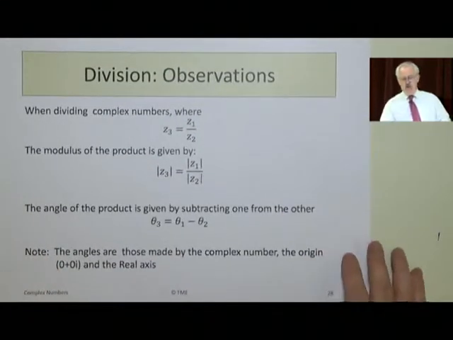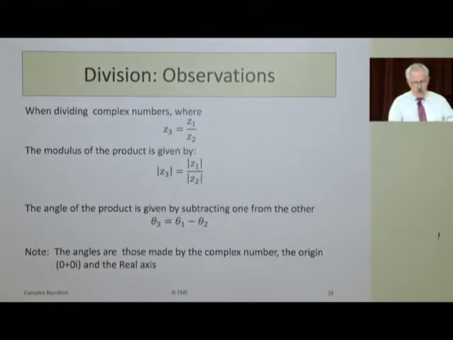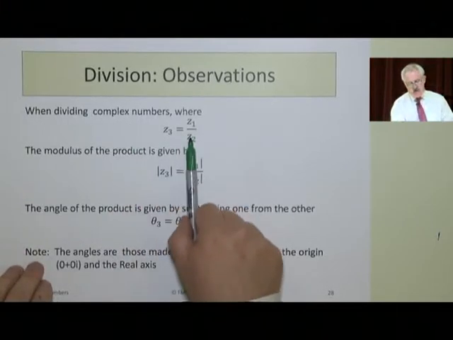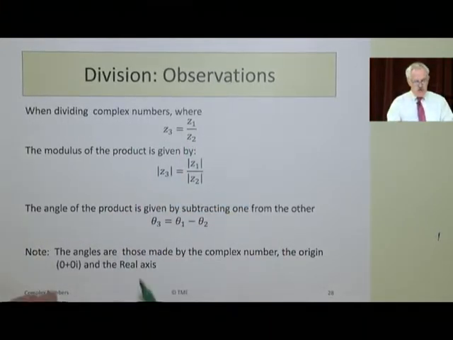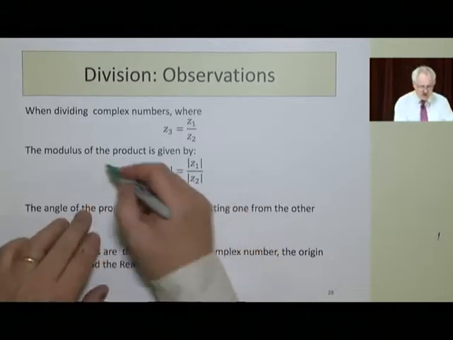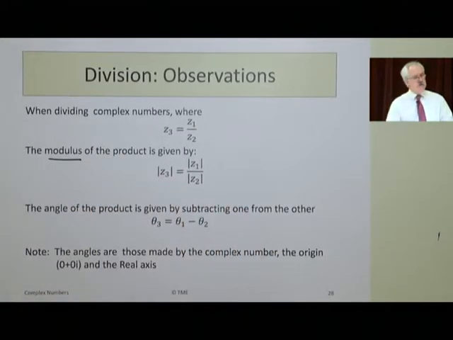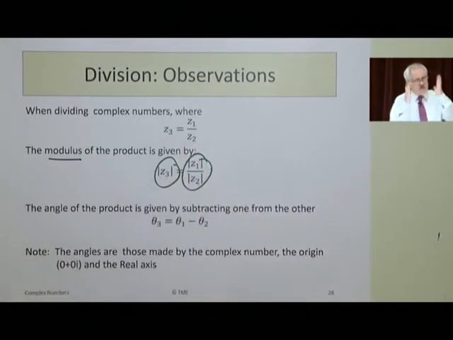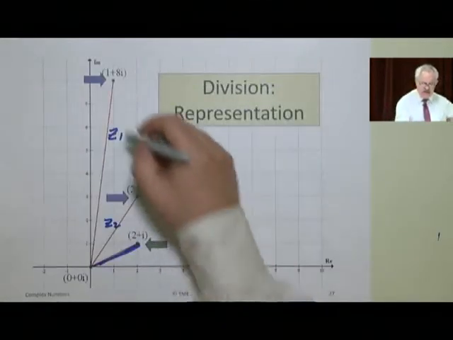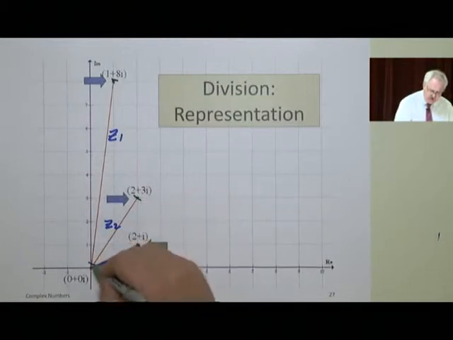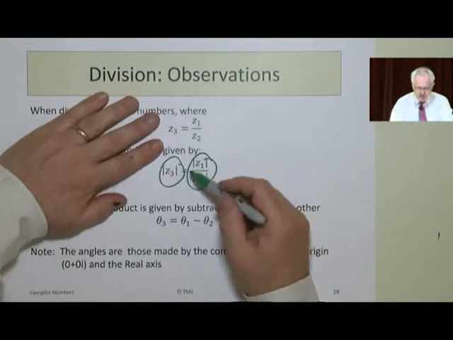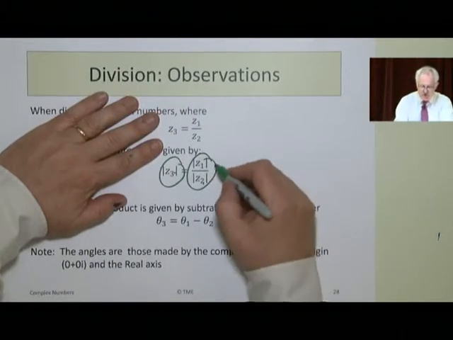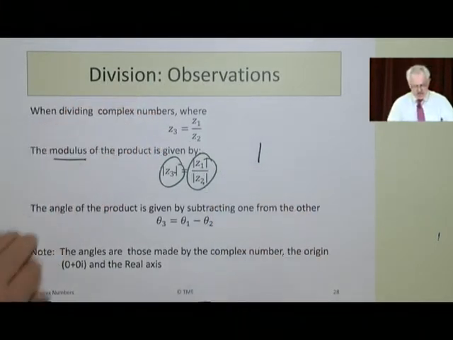Here are the observations now for that. When dividing complex numbers where Z3 is Z1 over Z2, the modulus here is the absolute values of the length. What I'm saying is that this was quite large, divided by this gives you this. So the relationship there is the modulus of Z3 is the modulus of Z1 over the modulus of Z2, with the lengths.